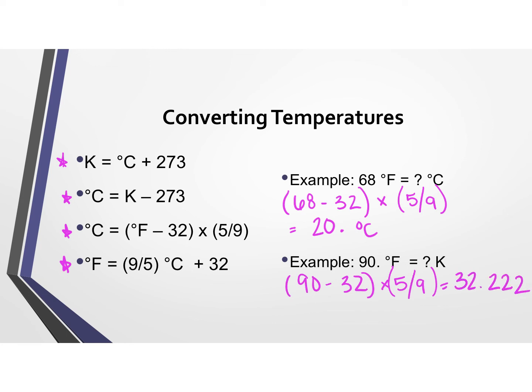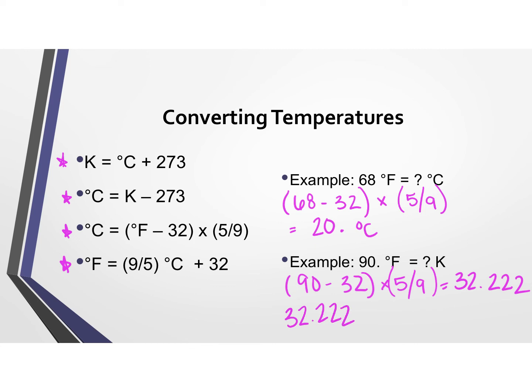Now on your calculator, it is best for you not to round until the very end. So don't round here. Yours is like 32.22, repeating twos, yes? Okay, so best math practice is you save rounding until the very end. Then you're going to take your Celsius number and add 273 to it.